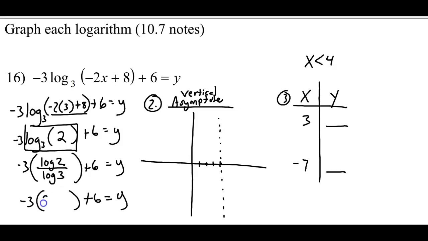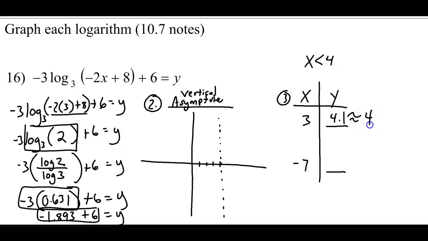And I get 0.631. Next, we're going to multiply these together. If I do that, I get -1.893. Lastly, we're going to go ahead and add these together, and I get 4.1. Now, when I graph this, I'm just going to basically graph 4. I think that's close enough to 4.1.